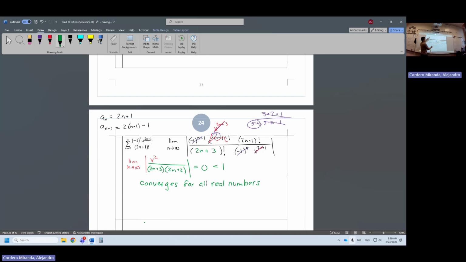And therefore, something I think I skipped on the last page is that means that the radius of convergence is infinity.